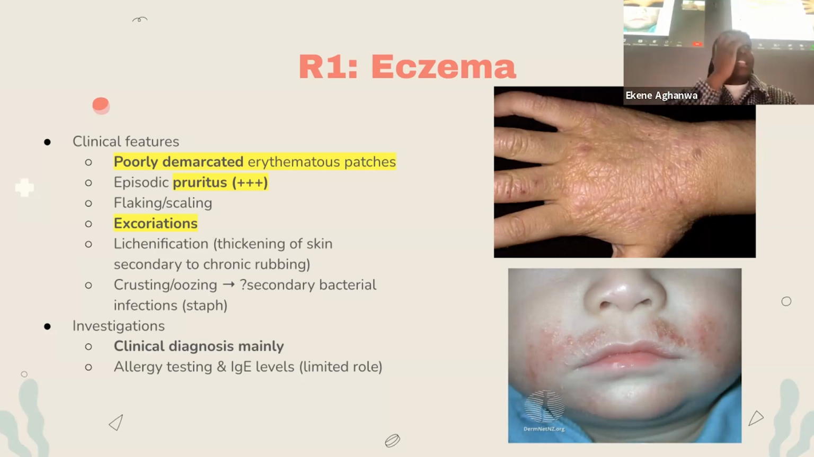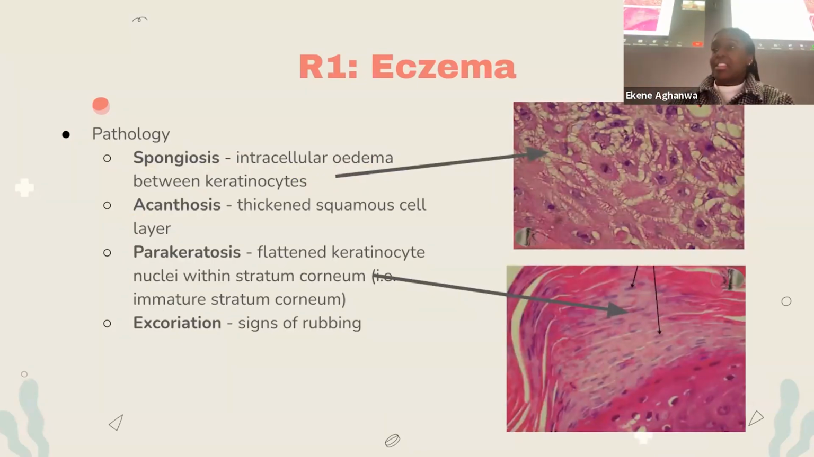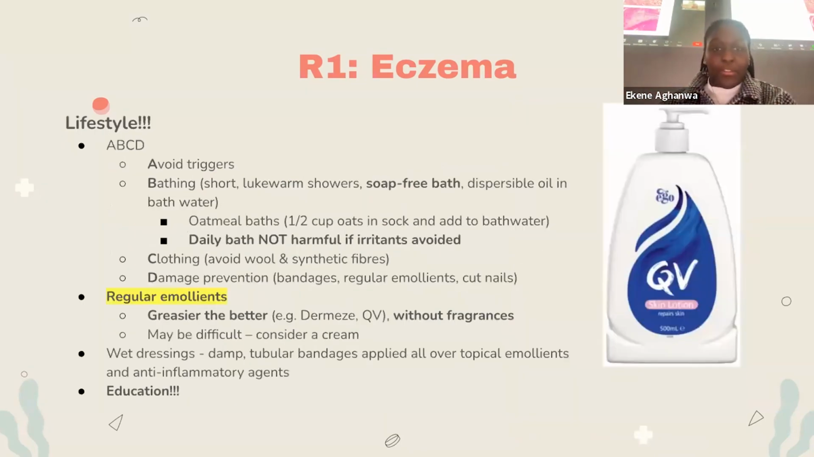Eczema is mainly a clinical diagnosis. You can also talk about allergy testing and testing their IgE levels, but that's more a complementary thing that you could do rather than helping you diagnose eczema in this case. This is the pathology findings. We'll just skip over that real quickly.